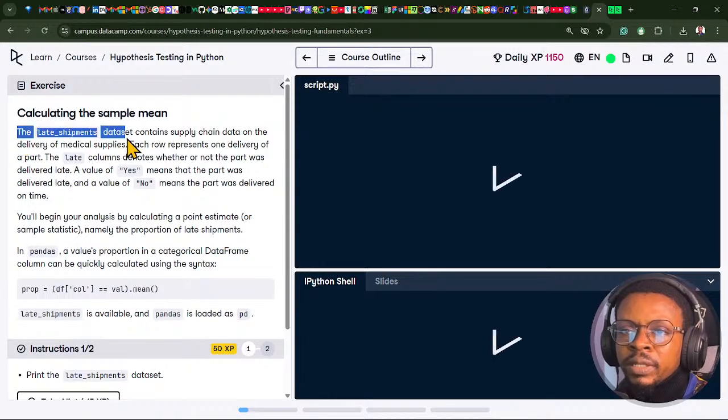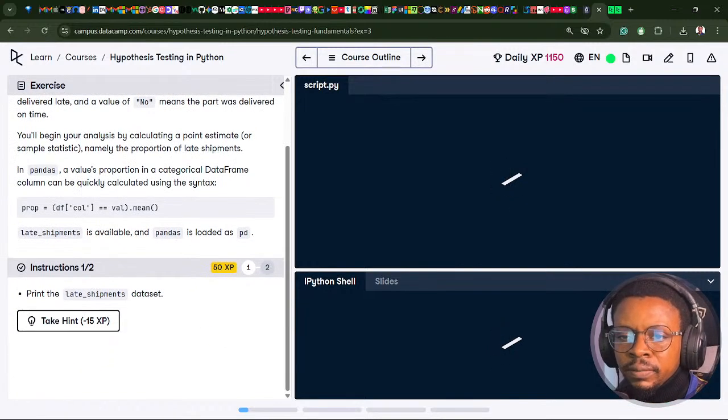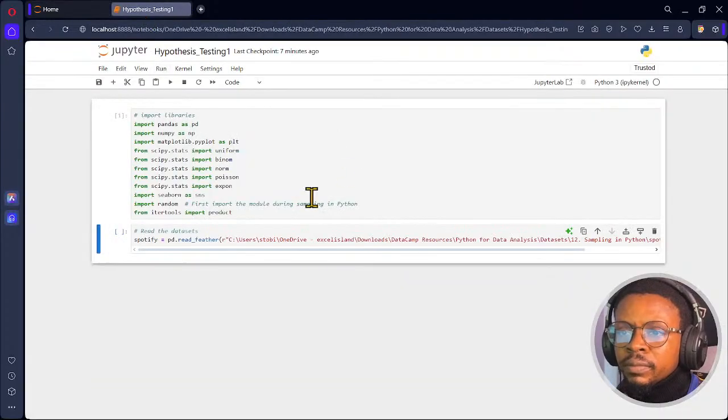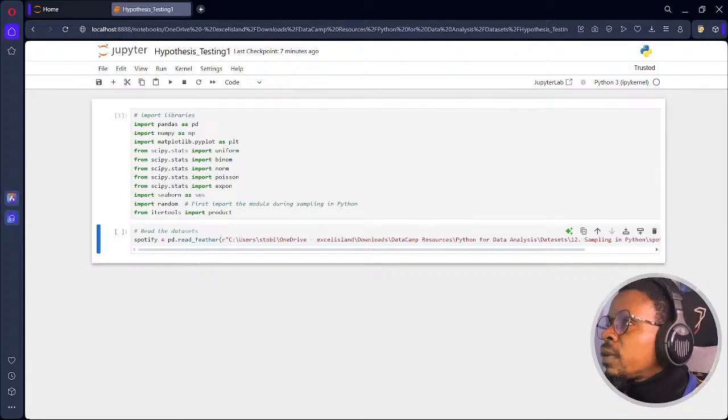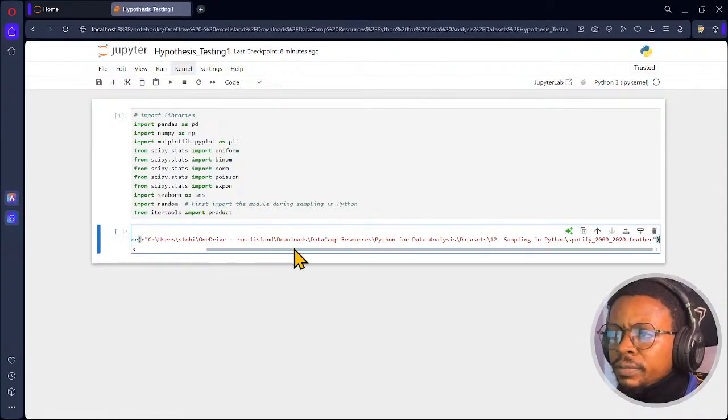The late shipment data set contains supply chain data on the delivery of medical supplies. Okay, we have the data set here. Let's give it a shot and see what the data set looks like. I'll just go to my local file and connect to the data set called late shipments. So it is a file.